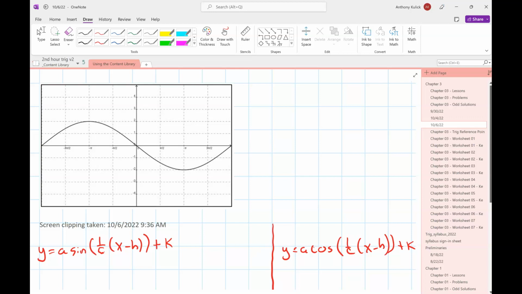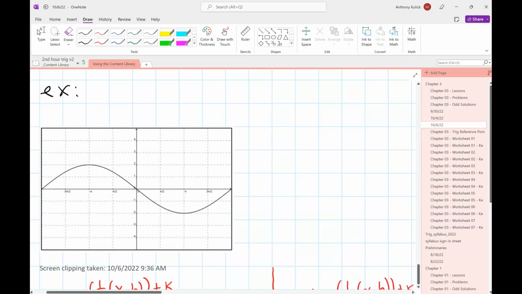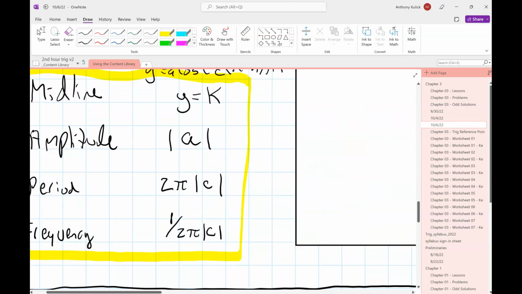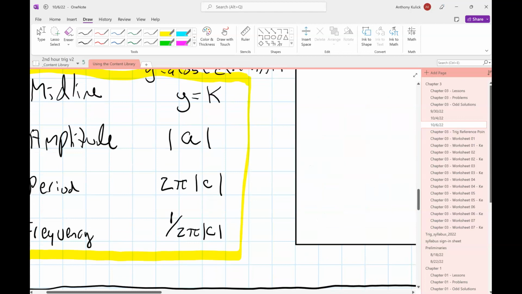Okay? So my first order of business is I want to find these values for a, c, h, and k. What tools am I going to use to do this? I'm going to use these guys. So I'm going to pick off the key features from the picture and use them to find values for a, c and k. We'll talk about how to find h in just a moment. Everybody cool with that plan? Okay.